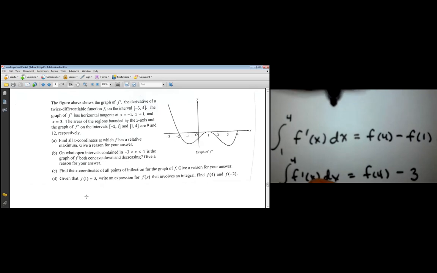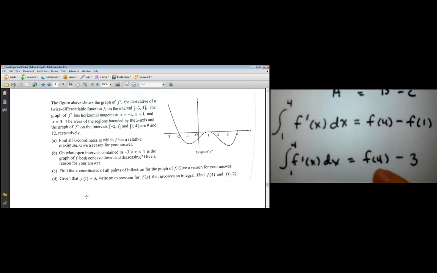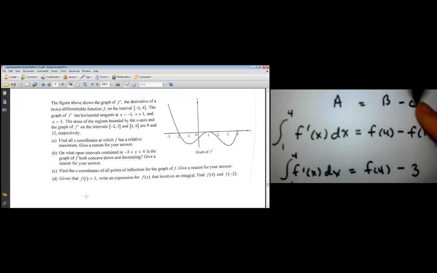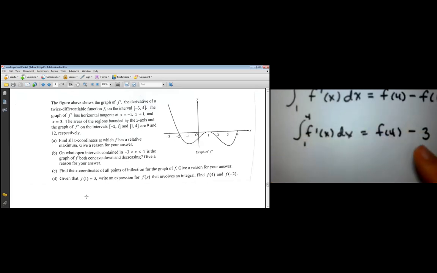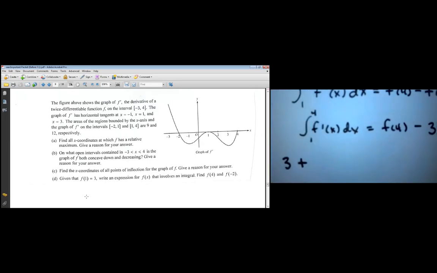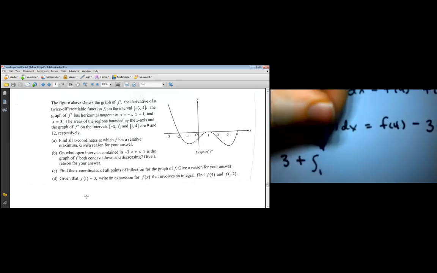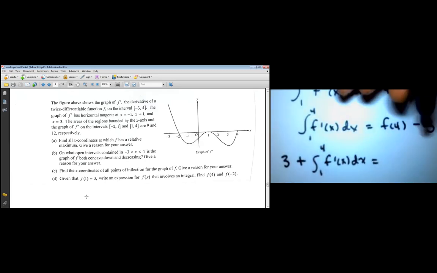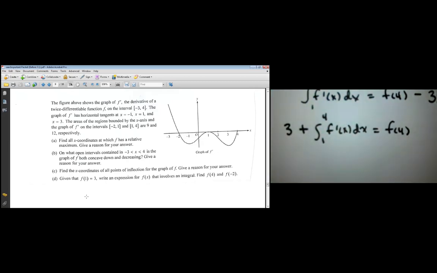Remember, I told you, think of this as a equals b minus c, and you're being told to solve for b. So does that make sense to say that I'm going to add c to the other side? I'm going to add 3 to the other side. So this is now 3 plus the integral from 1 to 4 of f prime of x dx is equal to f of 4. What's the last thing I need in order to solve for f of 4? I need to know what that integral is equal to.